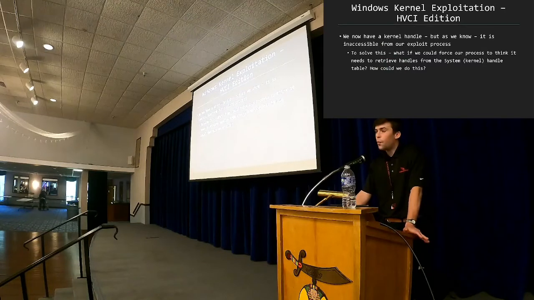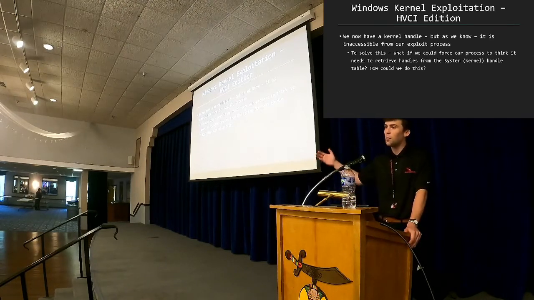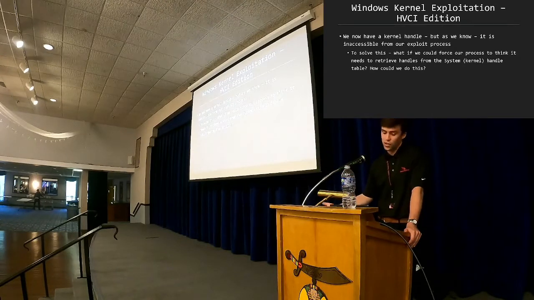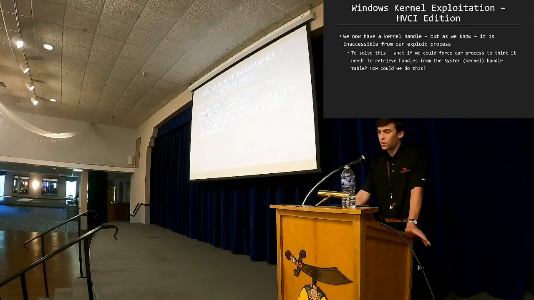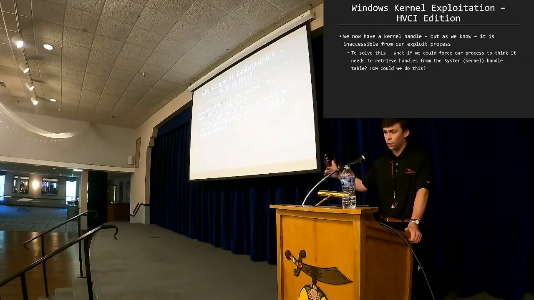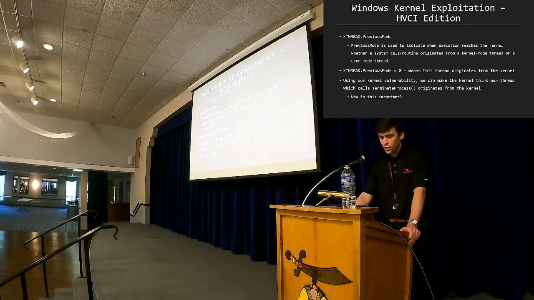So great, now we have a kernel handle. So we know we can terminate the process now. But the issue is, when we call terminate process to actually kill it, where is that handle located? In the system process's handle table, which we cannot just arbitrarily access. So we need to think a bit outside the box here. So what if we could actually force our process to think it needs to locate all of its handles in the system process table? There's actually a way to do this.